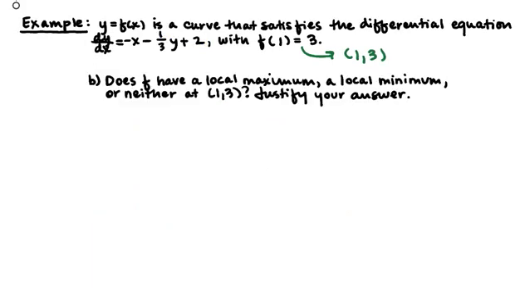All right, and then in part B, they're going to ask you, does f have a local maximum, a local minimum, or neither at the point (1, 3), and to justify your answer? Okay, well, as far as local maxima and local minima are concerned, we have the first derivative test and we have the second derivative test.